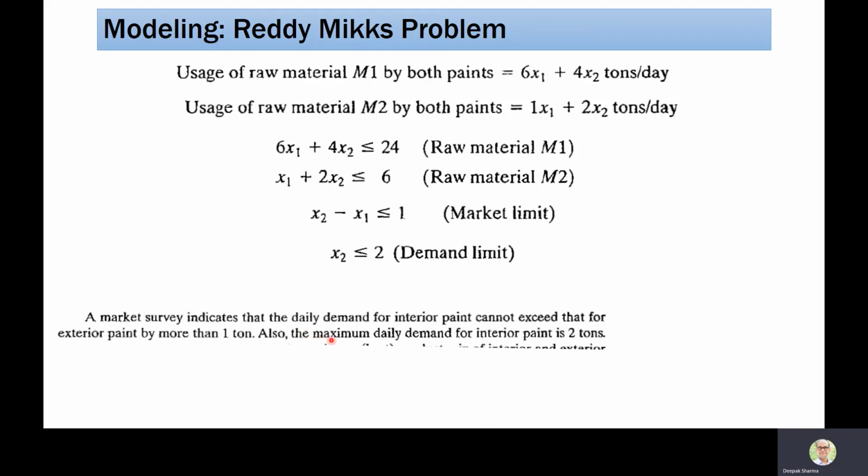And as we can see in the next line, the maximum daily demand for interior paint is 2, meaning that the interior paint can have 2 or less than 2, and that's why we are writing x2 is smaller than or equal to 2.